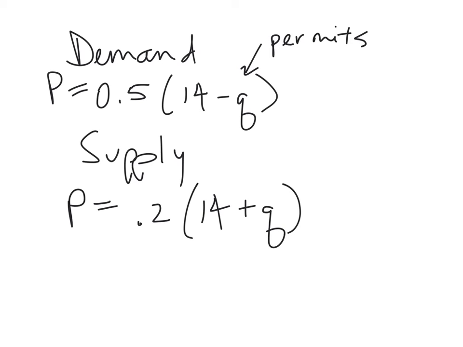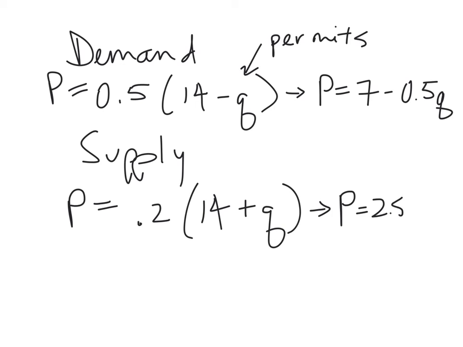So if we work this out, the demand curve is P equals 7 minus 0.5 Q, where Q again is not cleanup. In this case, this is the number of permits exchanged. And then the supply curve is P equals 2.8 plus 0.2 Q. And I graphed that for you. So let me show you what that graph looks like, and you'll see that the market clears just where we would expect it to. One sec.